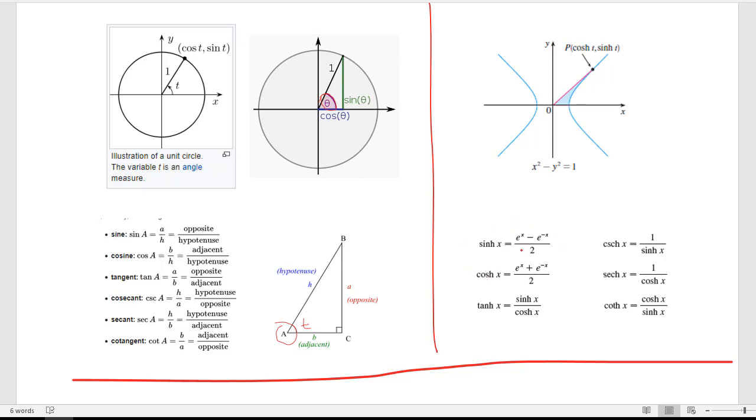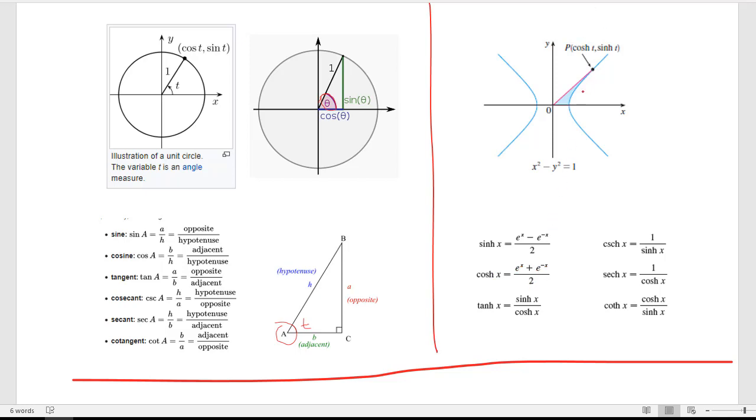Now, first of all, a couple things to notice. This input x is not an angle measure, just like it was over here. So this was sine of an angle, but this is not an angle. We don't interpret that as an angle, and the same goes for all of these inputs. Hyperbolic cosine of x is e to the x plus e to the negative x over 2, and again, this comes from Euler's formula.